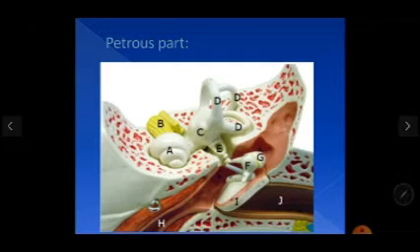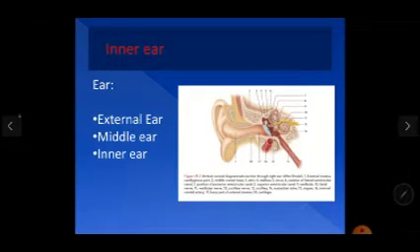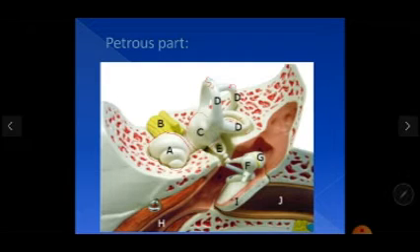So this is the petrous part, and you can see the cochlea here. This is the cochlea. You have the three semicircular canals. This is the superior, this is the posterior, and this is the lateral. Then you have the vestibule. So you have the vestibule here. You can see the three semicircular canals opening here.